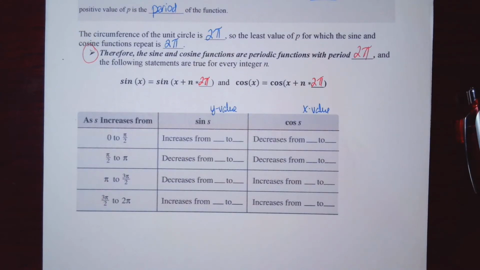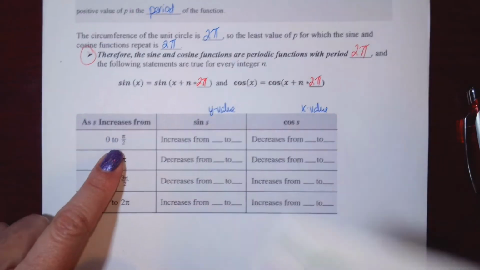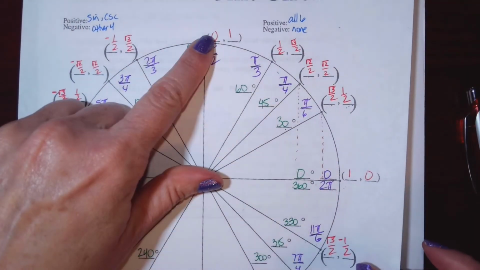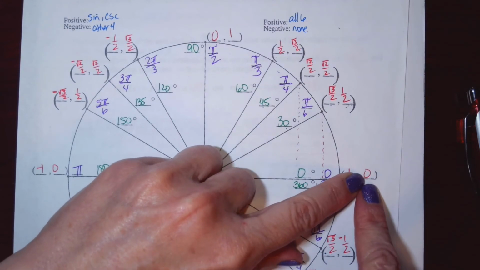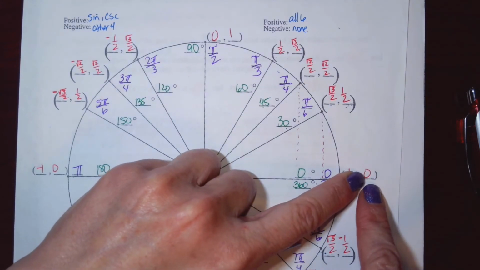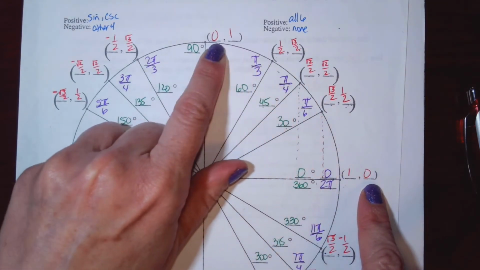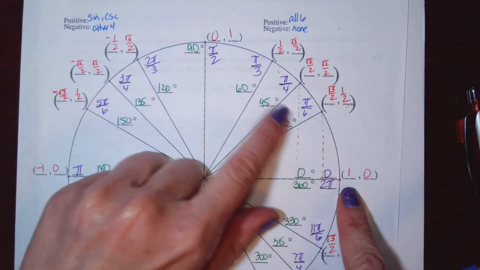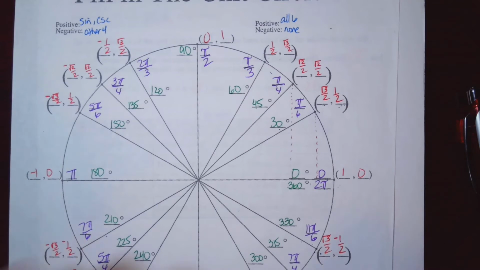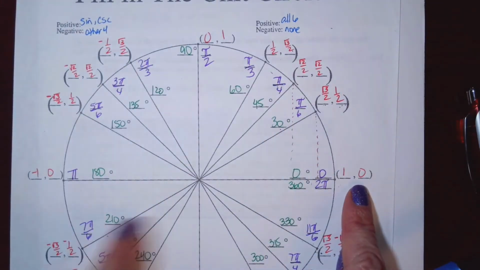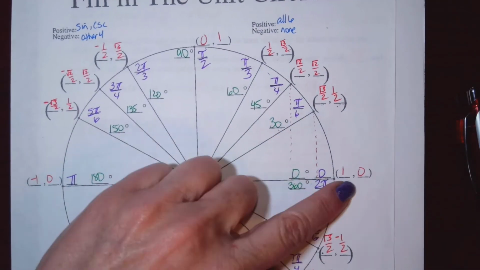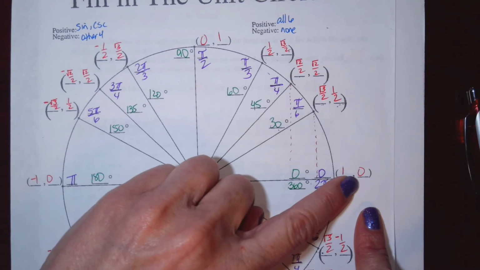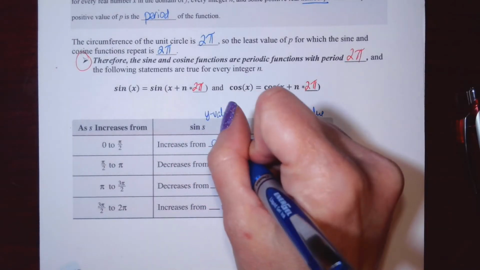So as I rotate through my unit circle, what is happening? From 0 to pi half, so for my first quadrant, my sine function value goes from 0, increasing all the way to 1. And my cosine function value is starting at 1 and decreasing to 0. Let's focus on the sine function all the way around to start. So we're going to look at our y values first. Through the first quadrant, my sine function value is increasing from 0 to 1.